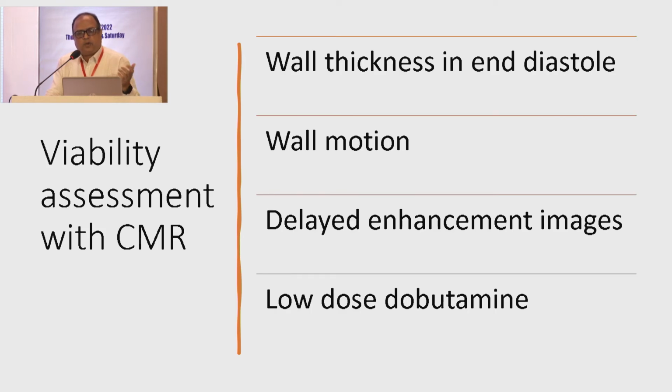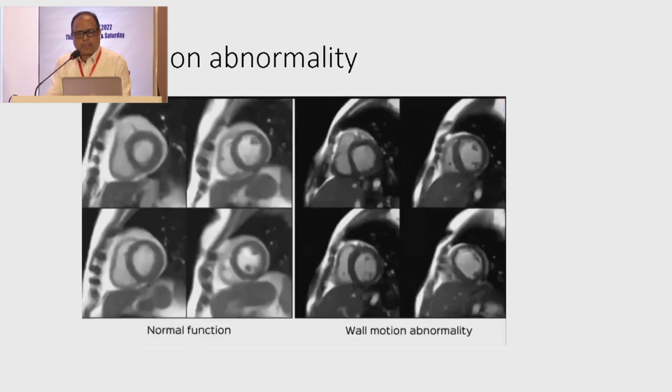Like echo, we compare the wall thickness in end-diastole and wall motion, and the key finding of MRI is the delayed enhancement images. After we inject gadolinium contrast, and after 10 minutes, we take the picture showing whether there is any scar, infarction, or infiltration; this area will be white.